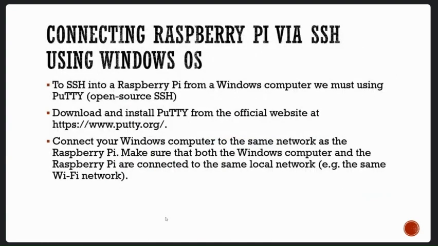To SSH into the Raspberry Pi from a Windows computer, first we must use PuTTY, which is an open source SSH platform. You can download it from the putty.org website. Connect your Windows computer to the same network as the Raspberry Pi, and make sure that both the Windows computer and the Raspberry Pi are connected on the same local network, that is the same Wi-Fi network.